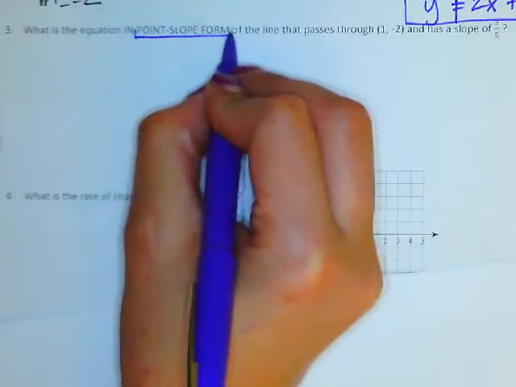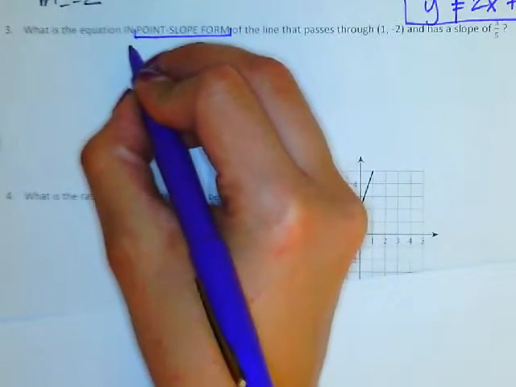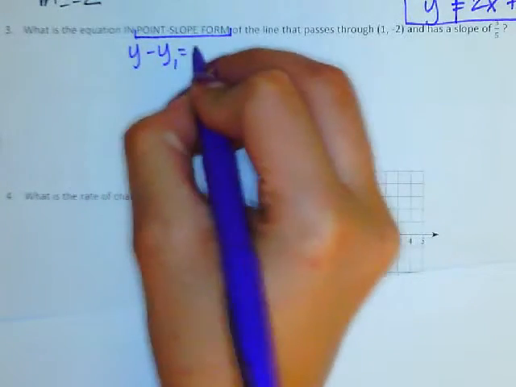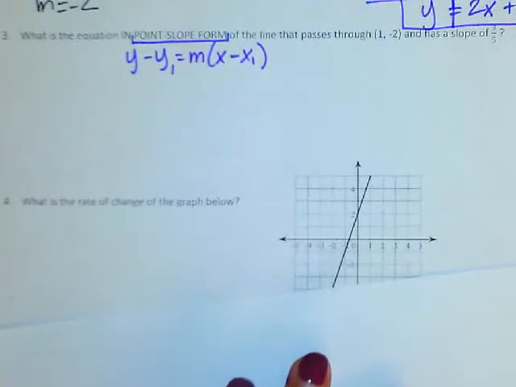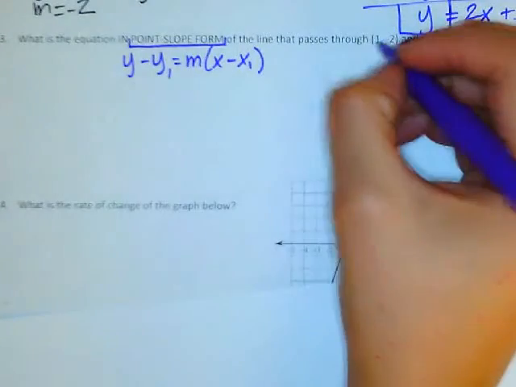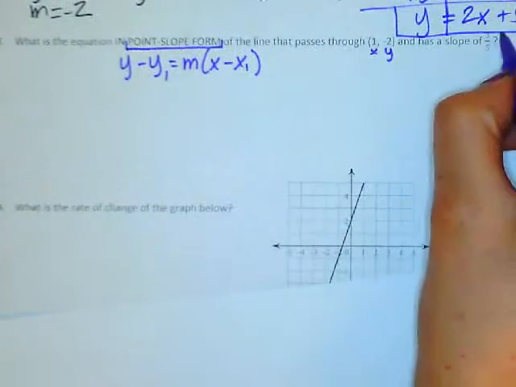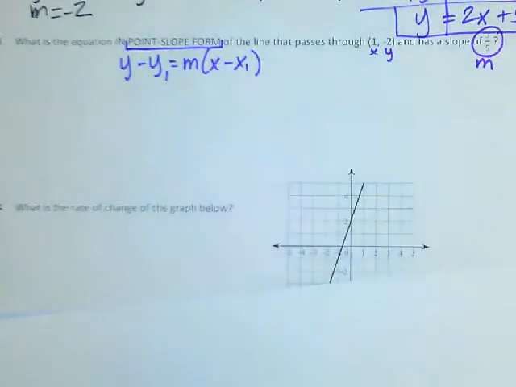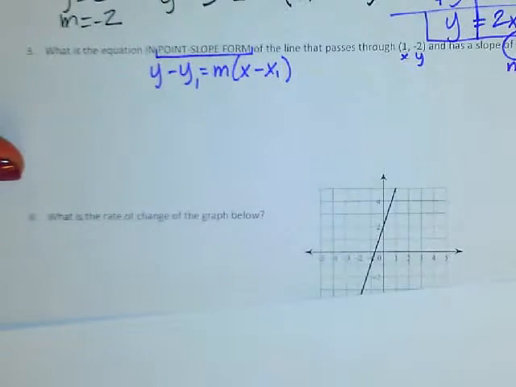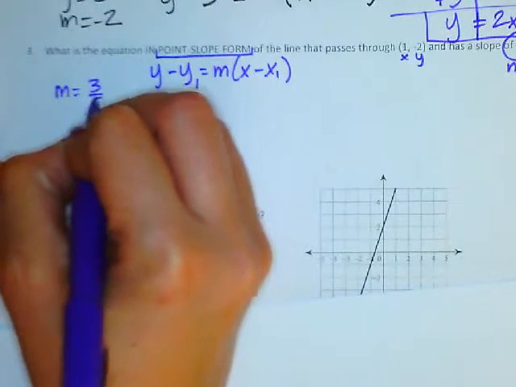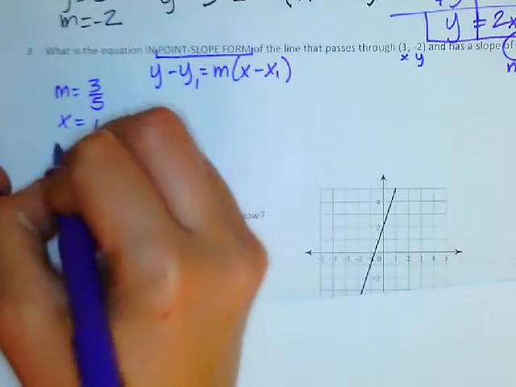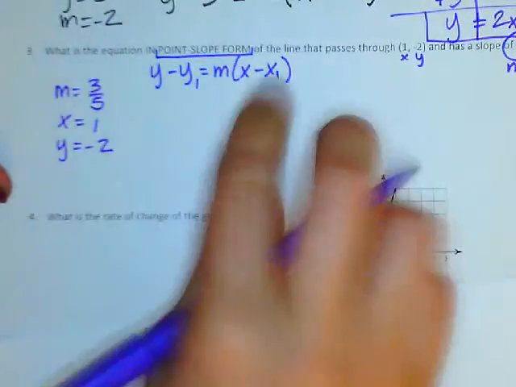All right, guys. So number 3, it's asking for the equation in point slope form. So point slope, again, I'm going to write my formula. Okay, and then they give me the points. So here's my x and my y and the slope over here, m. I'm going to list them here on the side. M is 3/5, x is 1, and y equals -2.